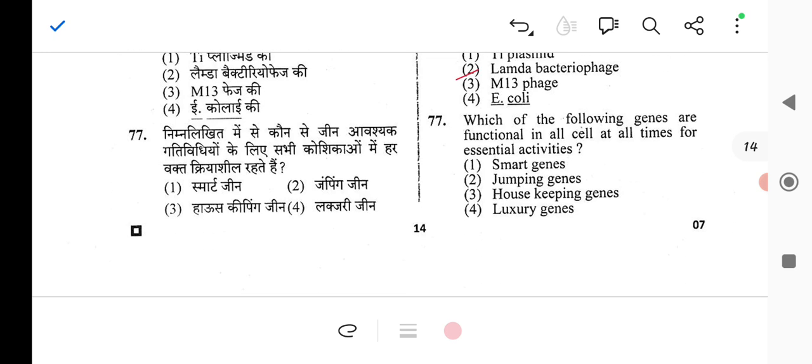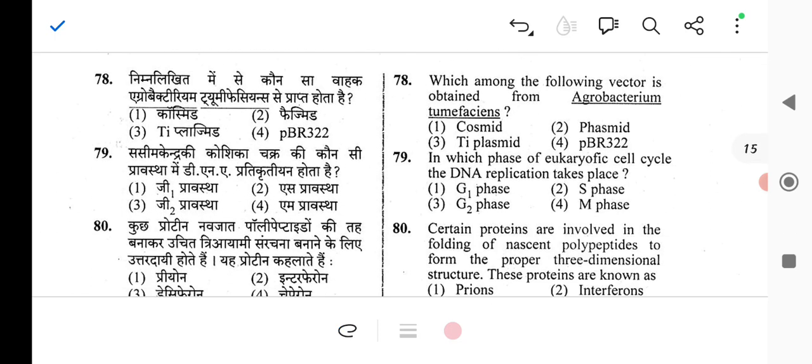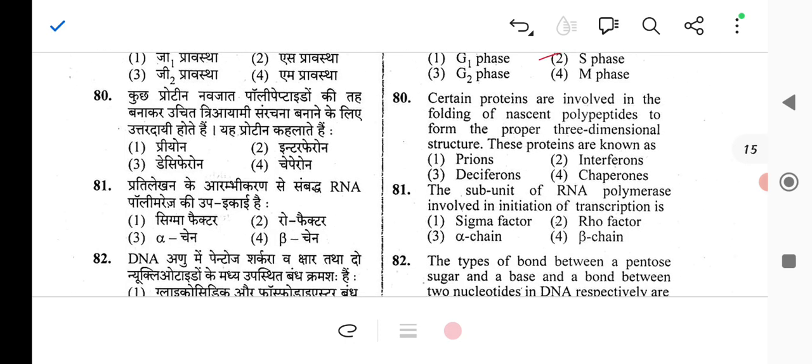Next is which of the following genes are functional in all cells at all time? It is housekeeping gene. Next is which one of the following vectors is obtained from Agrobacterium? It is Ti plasmid. Next is cell cycle DNA replication takes place in S phase. Next is certain proteins are involved in folding of nascent polypeptides to form the proper three-dimensional structure. They are chaperones. So the proteins helping in folding of the proteins are chaperones.